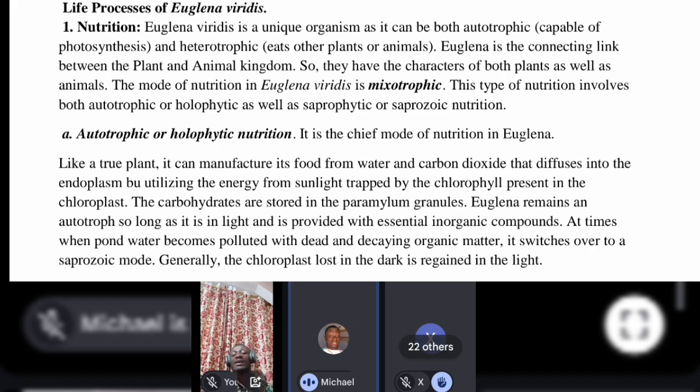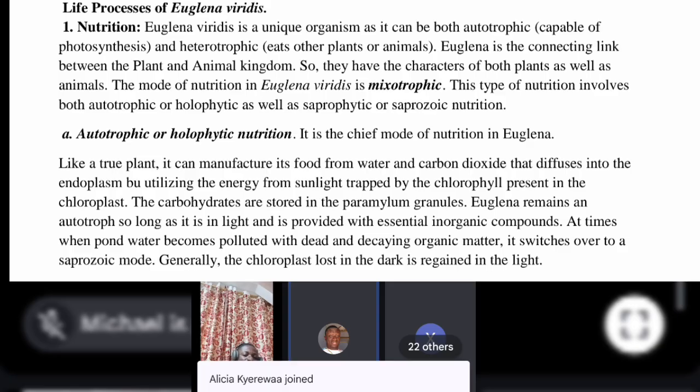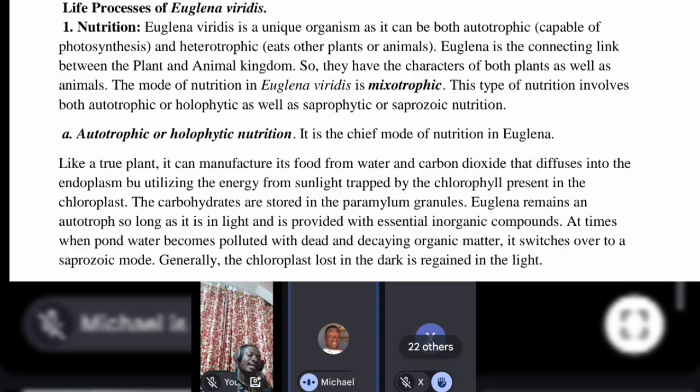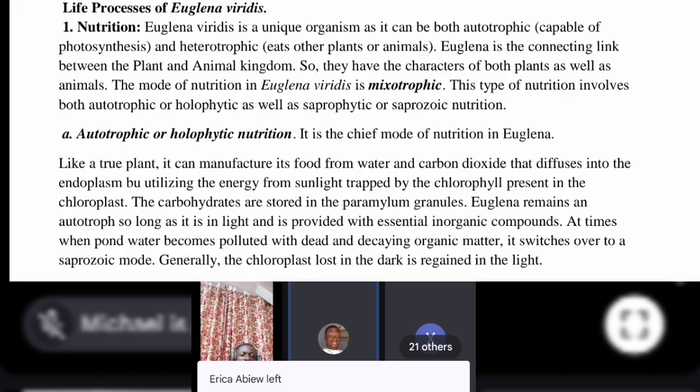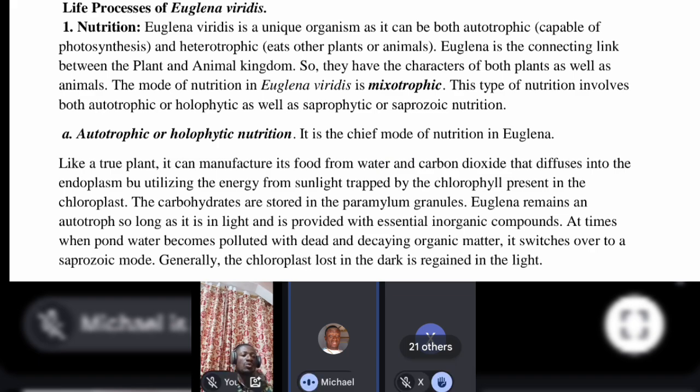So in prolonged darkness, it cannot prepare its own food, and it has also used its stored food. So now the only result is to rely on food produced in the environment, that is the decaying organic matter, and that is how it will feed. So when it is in such a state, it becomes etiolated, that is, it becomes pale and white. So the Euglena will become pale and white, yet it will continue to live and perform all the life activities.